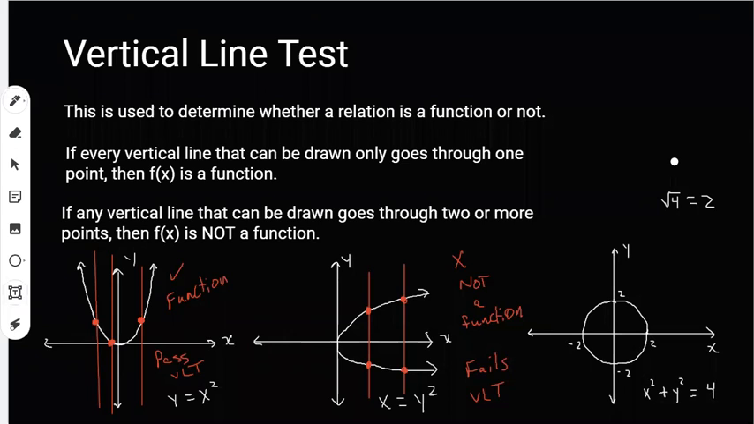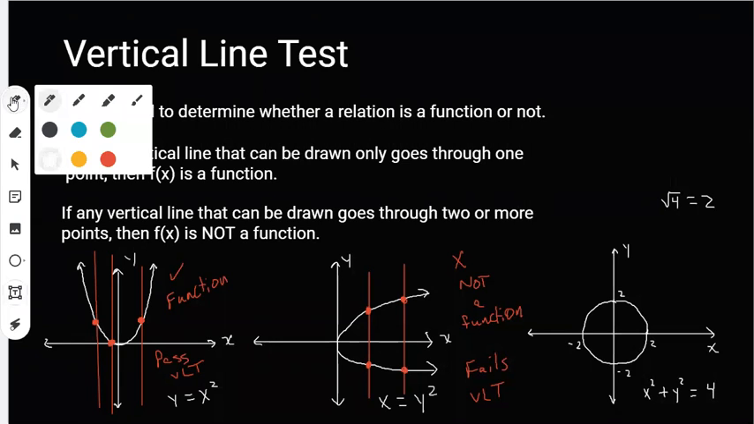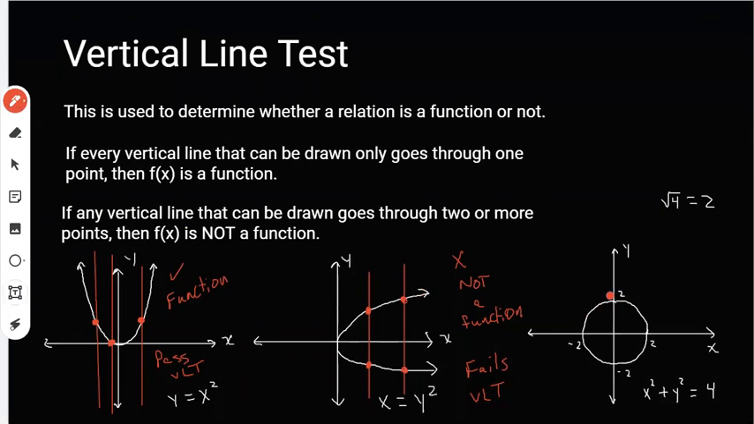Function or not? Well, I'll change my color to red, and I'll draw a couple vertical lines. I'll draw one right here, one right here, one right here, and maybe one way over here at the very edge. Okay. So how many points do these lines cross? Over here, this is going to cross through these 2 points. This one is going to cross through these 2 points, right? This one is going to cross through these 2 points. And this one is only going to cross through this point.